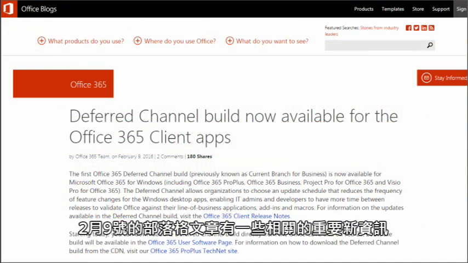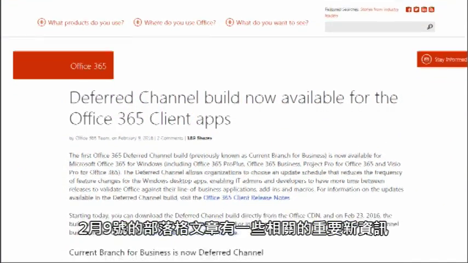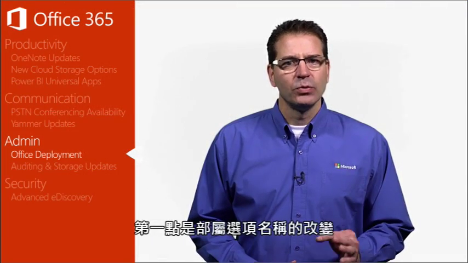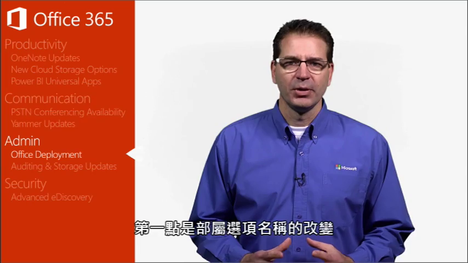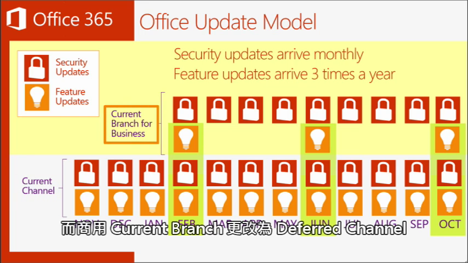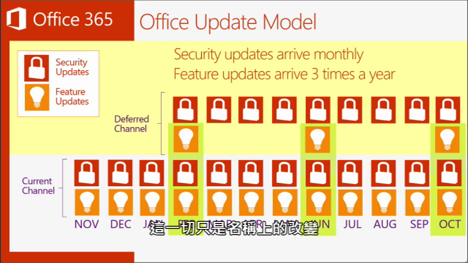A February 9th blog post had some important new information on this topic, some of which I'd like to discuss. The first item was some name changes to the deployment options. The current branch became the current channel, and the current branch for business became the deferred channel. Only the names changed. Everything else stayed the same.